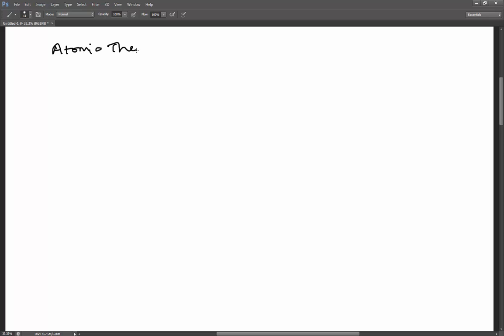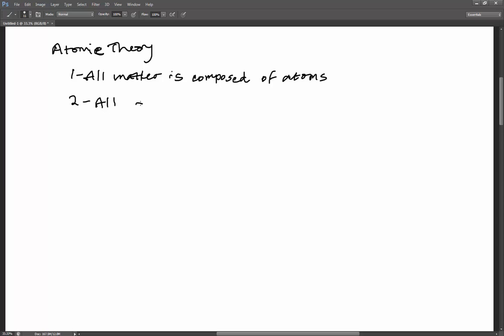So atomic theory says, number one, all matter is composed of atoms. Those are the smallest pieces of any type of matter. And number two, all atoms of a given element differ in substantial ways from atoms of all other elements.